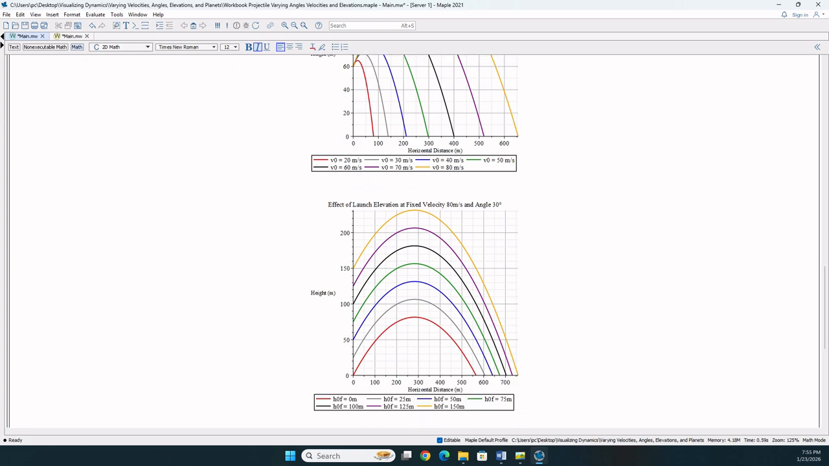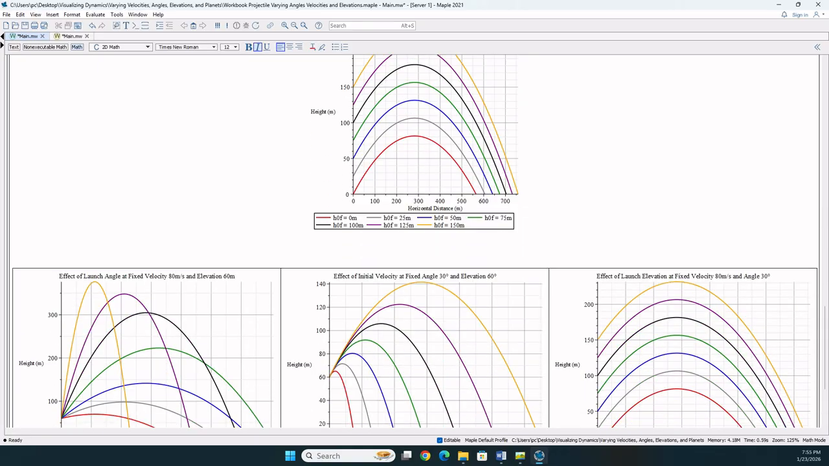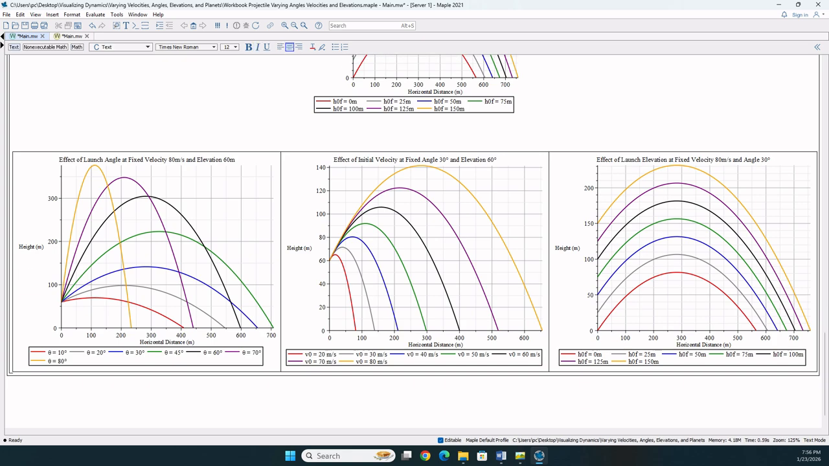In the third simulation, we are studying the effect of launch elevation at fixed velocity and angle theta, where you can see here that the fixed velocity and the angle are the values that were inserted by the user, and the simulations here are generated at different elevations starting from 0 to 150 with an increment of 25 meters. If we want to look at the three figures right next to each other on one line, then we can use the array function in our display command in Maple, and we can generate all three figures on the same line.